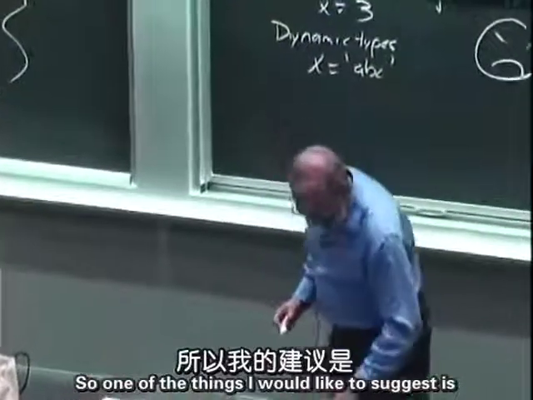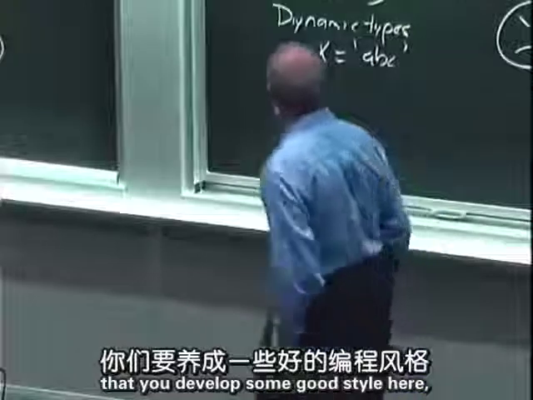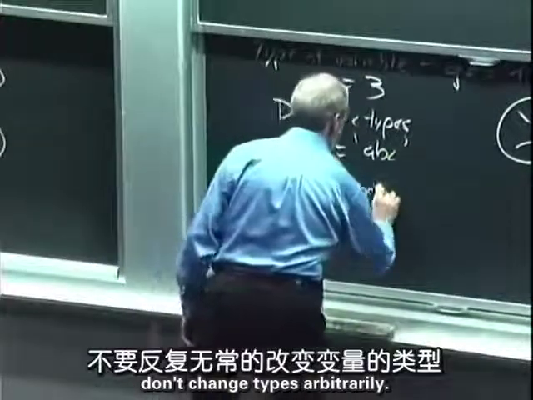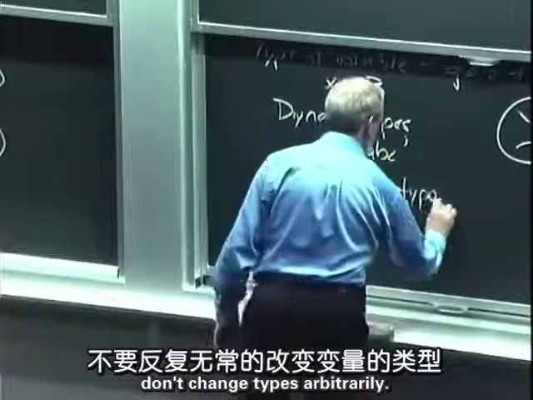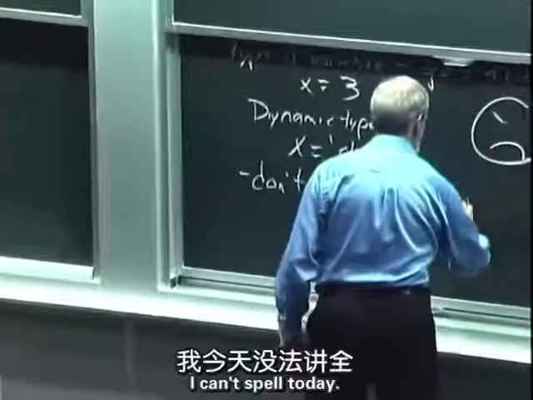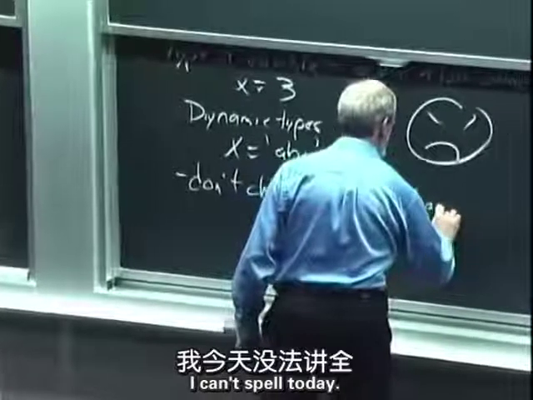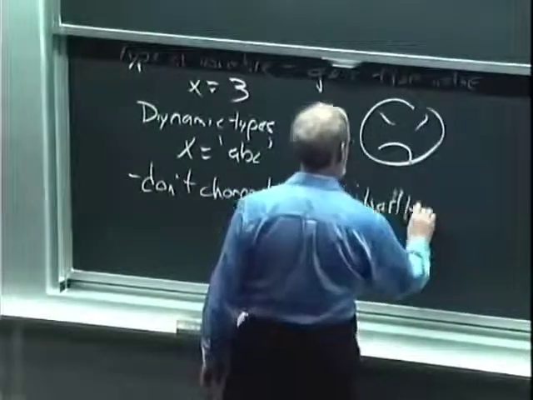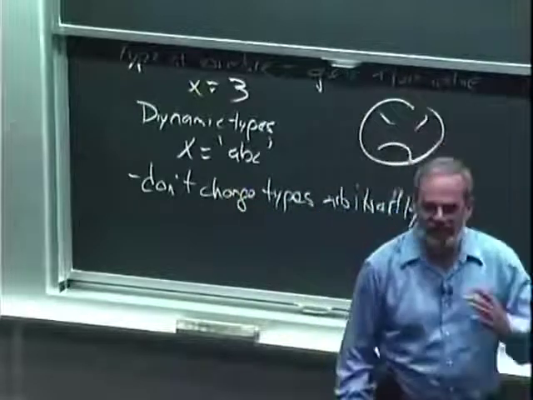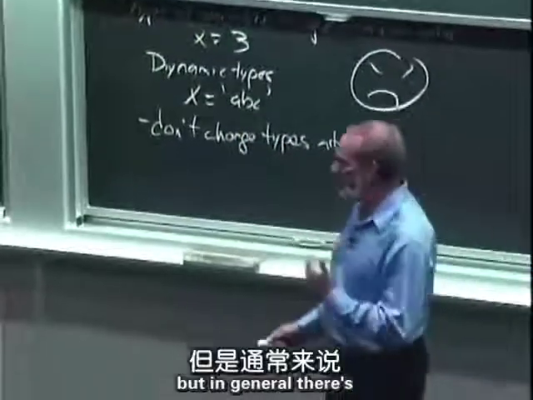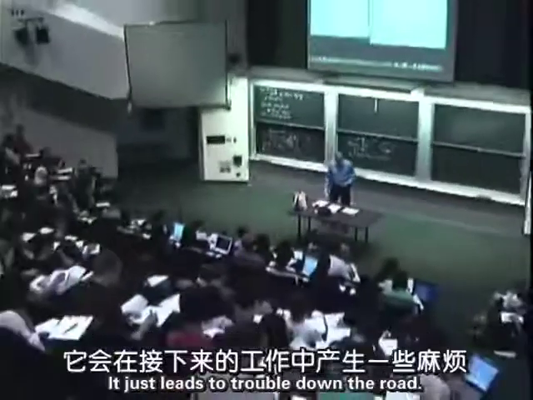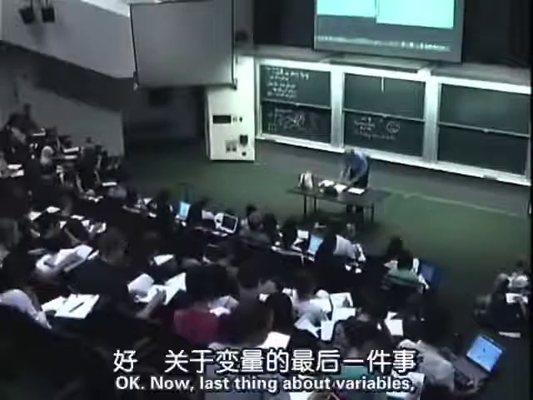So one of the things I would like to suggest is that you develop some good style here. And in particular, don't change types arbitrarily. I can't spell today. Meaning sometimes you need to do this, but in general, at least in my view, and I don't know, John, would you agree? You just don't want to do this. You don't want to make those changes. It just leads to trouble down the road.